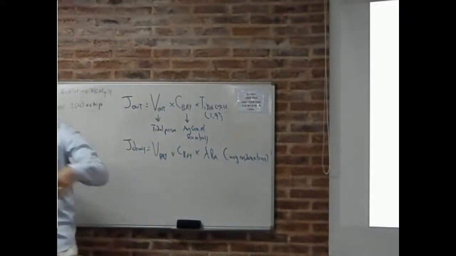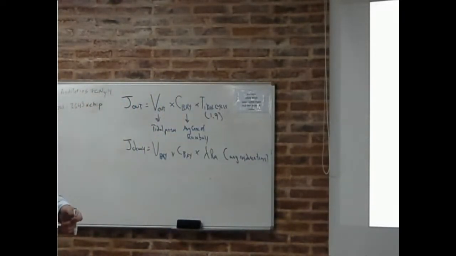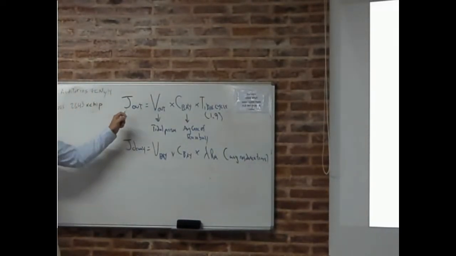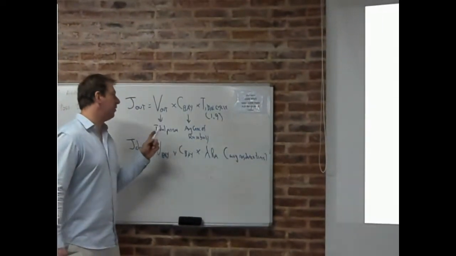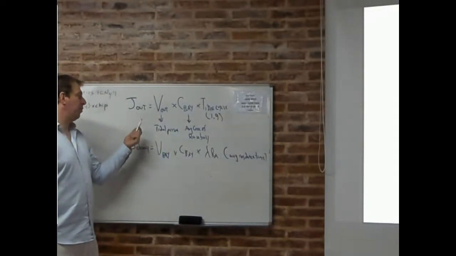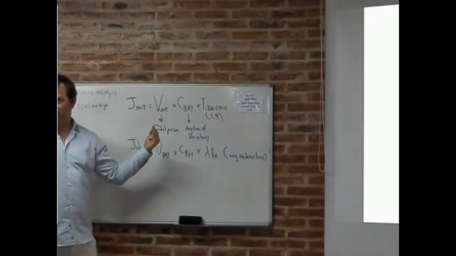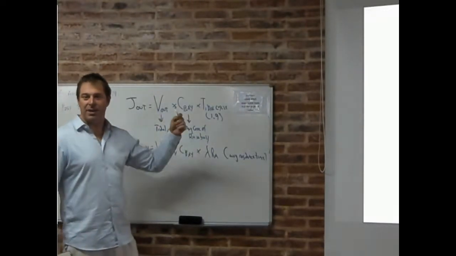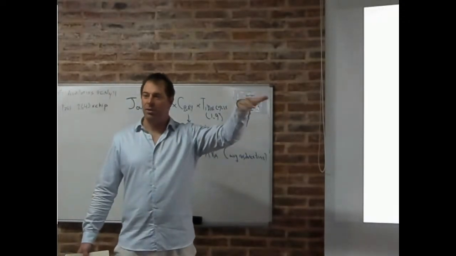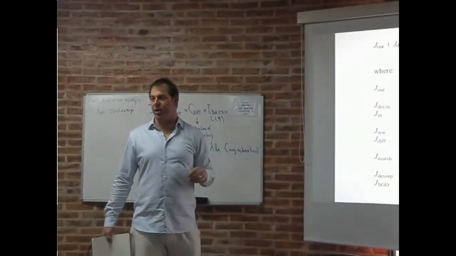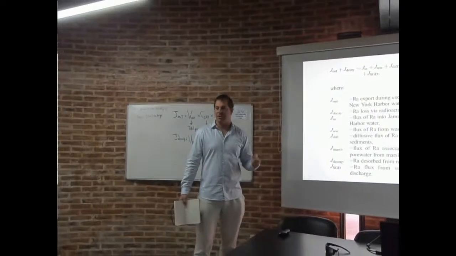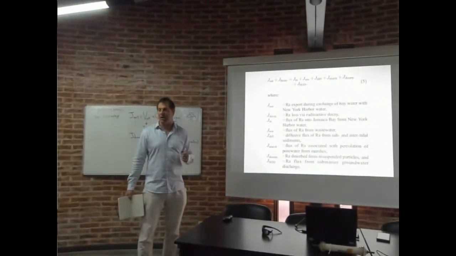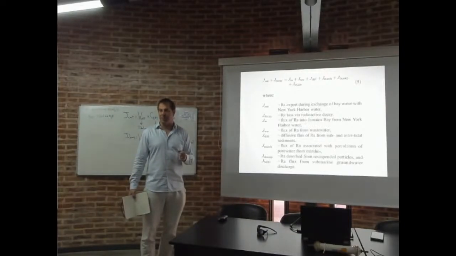Of the bay. So how long the water stays in the bay. Okay. J in is essentially J out, except instead of the prism out, it's the prism in. And instead of the concentration of the bay, it's the concentration of the open ocean several kilometers offshore. So when you do these radium mass balances, you also have to go offshore and measure the concentration in the open ocean.